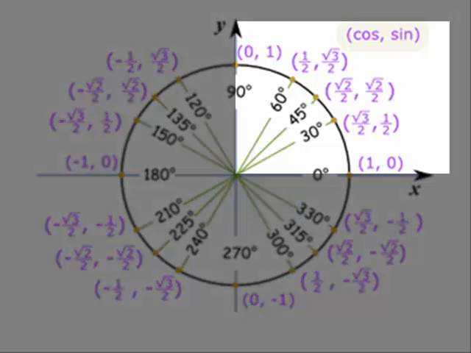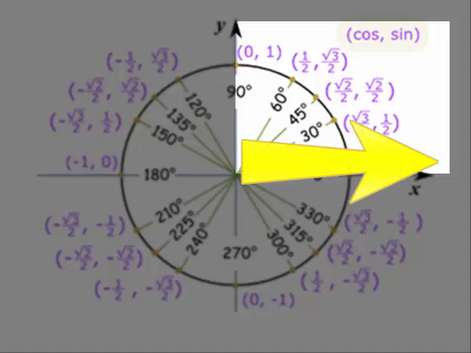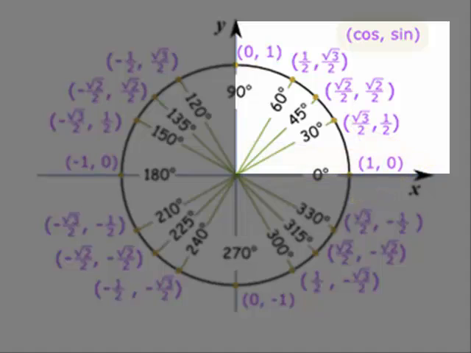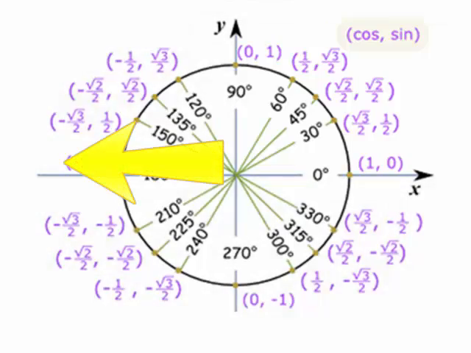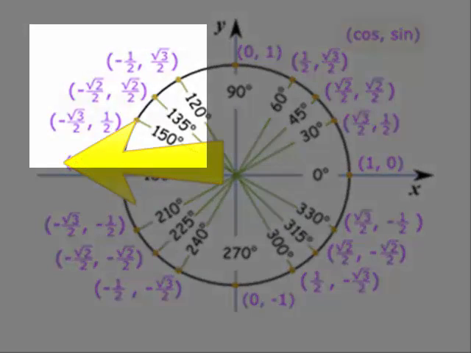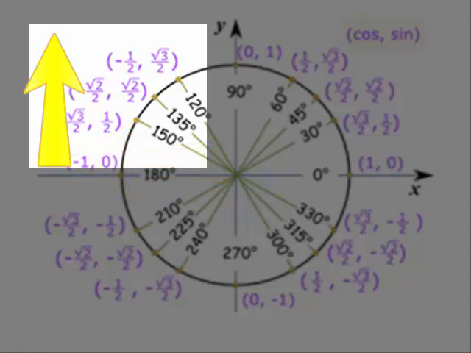Look at the first quadrant. In order to get to any point up here, any point, I would go to the right. So do you notice all of these cosines are positive? And I would go up. Do you notice all of the sines are positive? Look in the second quadrant. In order to get here, I would be going left for the cosine. And sure enough, all of these cosines are negative. And then I would go up. So all of the sines are positive.